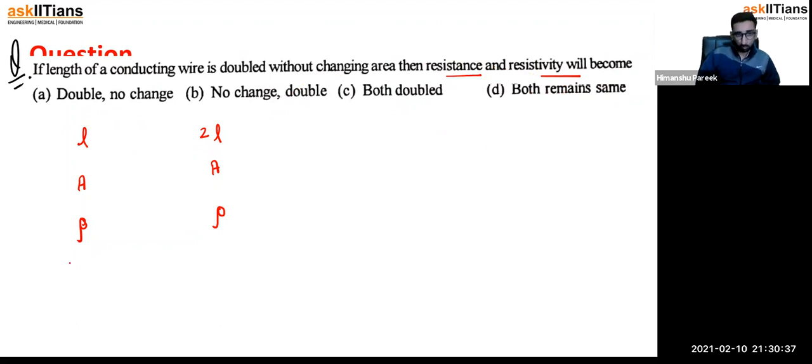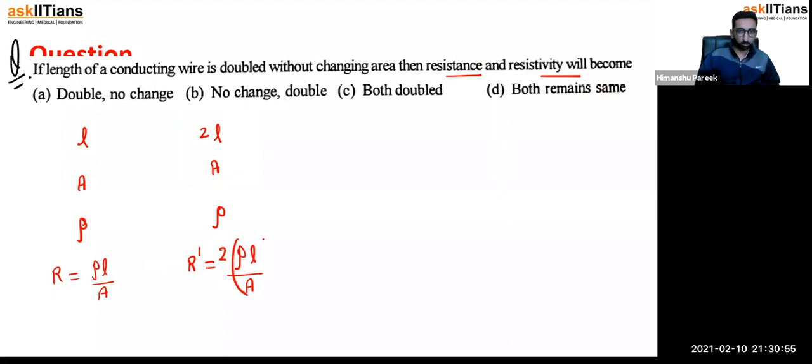Now, what about resistance? Initially the resistance I can write like this: rho L upon area. Now what will be the new resistance, R prime? So rho is the same, length is made double, area is A.